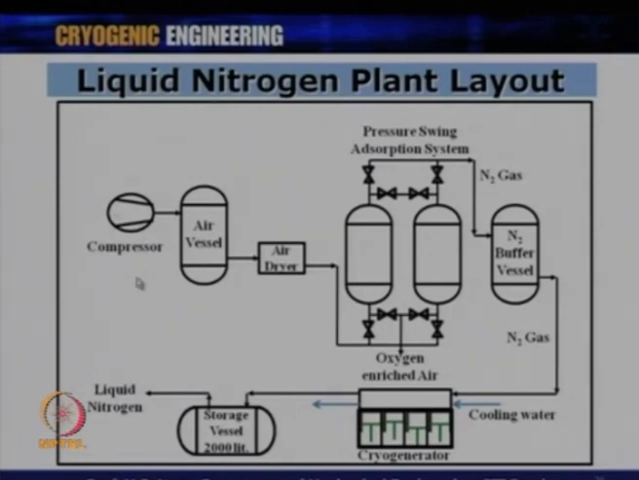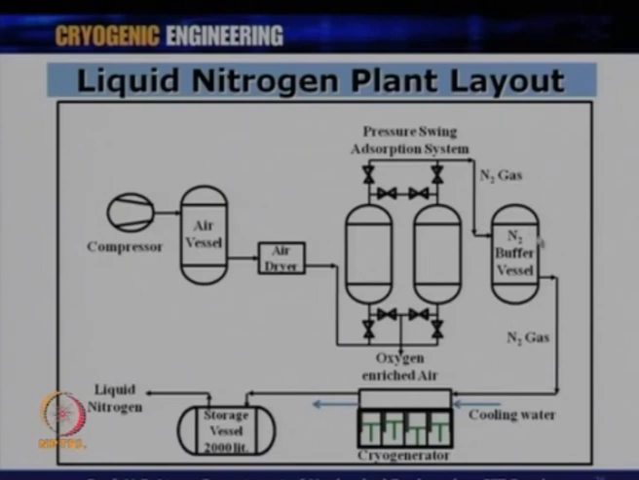This is the air compressor which takes air from the atmosphere. The air gets compressed to around 8 bar and stored in an air vessel. This air then is dried so that all the moisture is taken off, and then it goes to something called a PSA system or pressure swing adsorption system. And here only nitrogen is allowed to go ahead while oxygen is not allowed to go ahead, assuming that air is a mixture of nitrogen and oxygen. Because of different valve arrangement over here, only nitrogen comes out of this system.